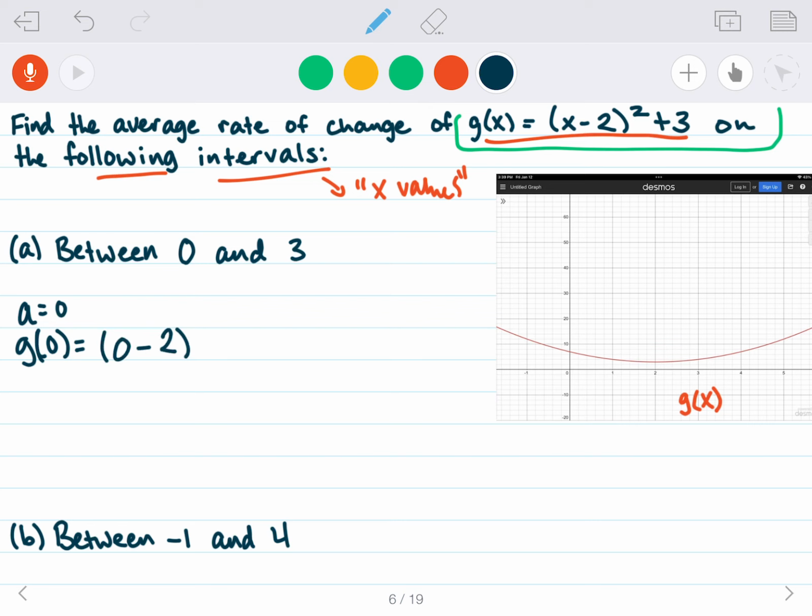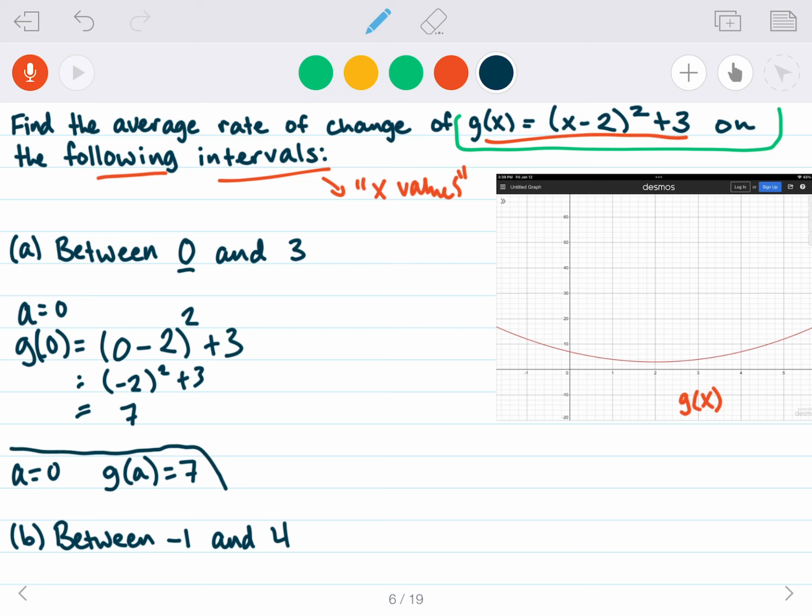G of 0 is going to be 0 minus 2 squared plus 3. So again, I'm taking my first input and I'm just plugging it in to see what my corresponding output is going to be. Okay, so that's going to give us negative 2 squared plus 3. 4 plus 3 is 7. Okay, so we have A is equal to 0, G of A is equal to 7. So we need that information here, our starting input and our starting output.